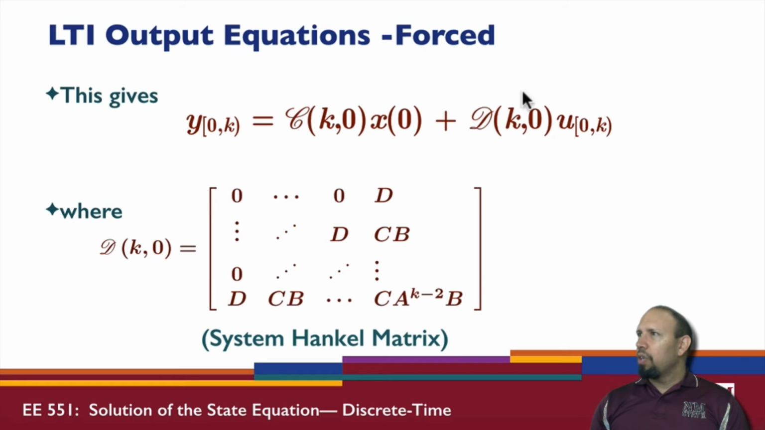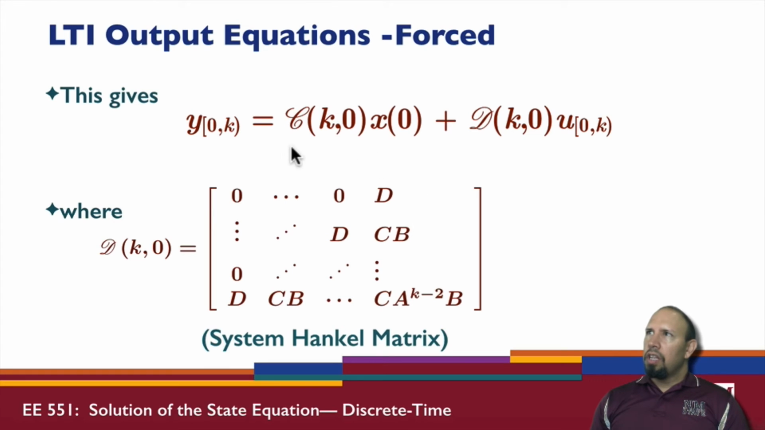So this is what may be called the direct feed-through term. And this is actually a matrix that is sometimes referred to as the system Hankel matrix. It's a Hankel matrix because it has things repeated along the anti-diagonals. Usually we think of diagonals going one way, and the anti-diagonals go the other way, and so this actually has some significance. It's called the system Hankel matrix.